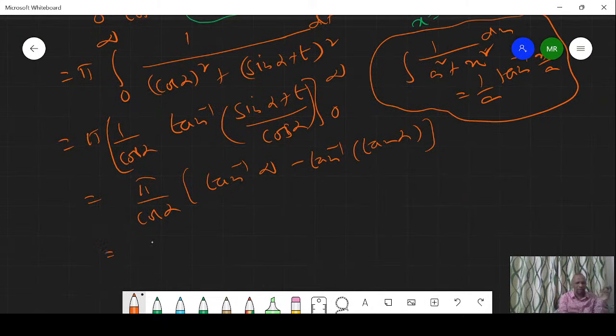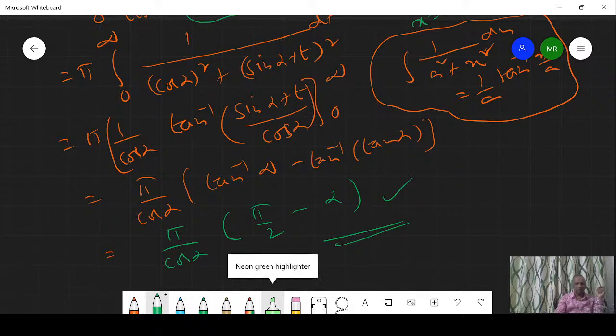I can write now the final answer, pi by cos alpha. This will be pi by 2. Tan inverse of tan alpha is alpha. So this is our final answer. This model was important. Just try to observe the logic.